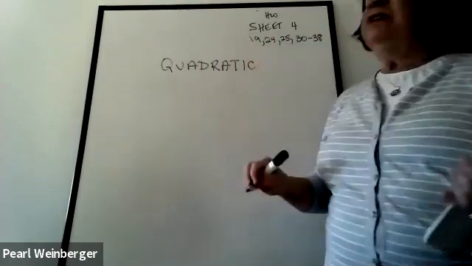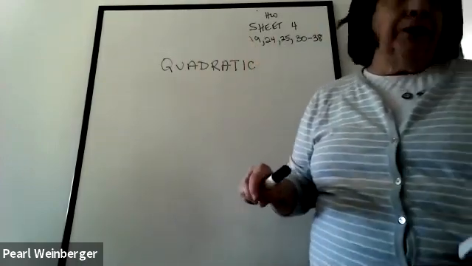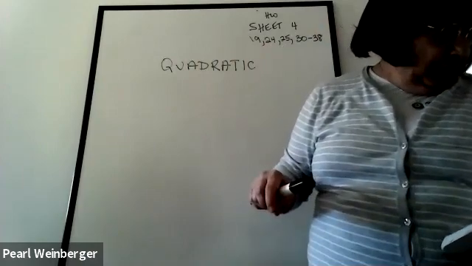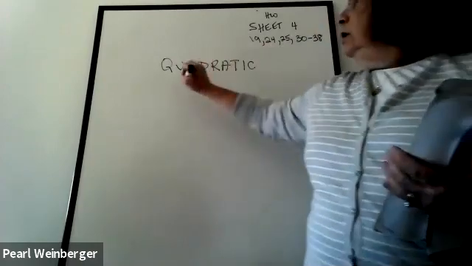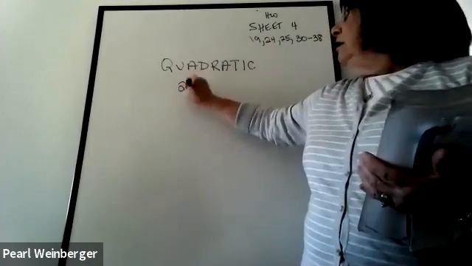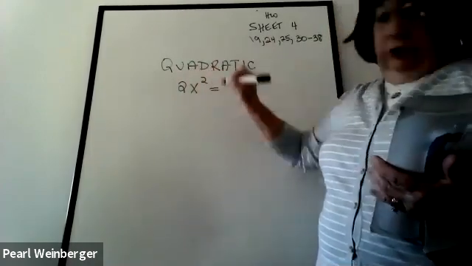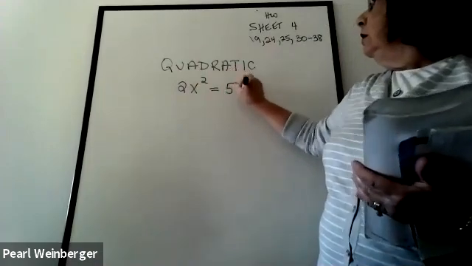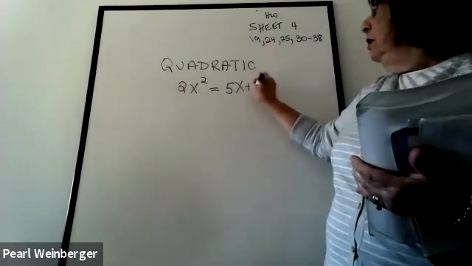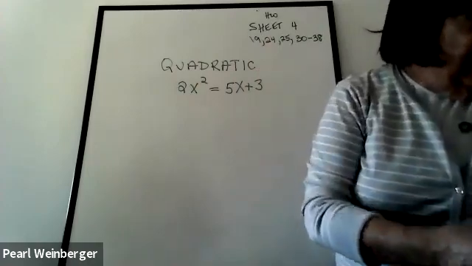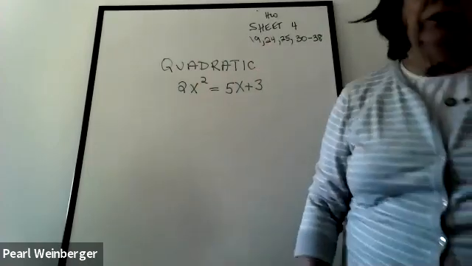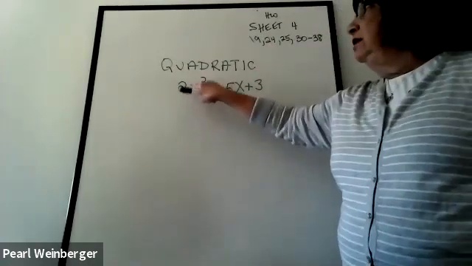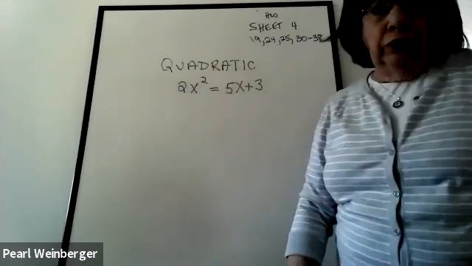And in that case, we're going to see an exponent of 2. For example, 2x squared equals 5x plus 3 is an equation that is called a quadratic equation because what we see is an exponent of 2.